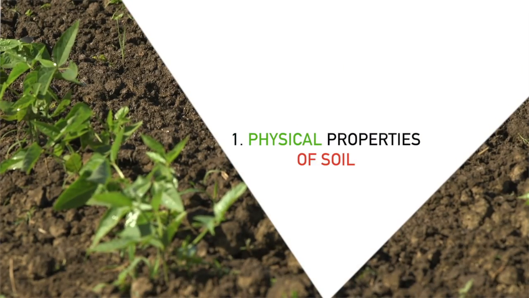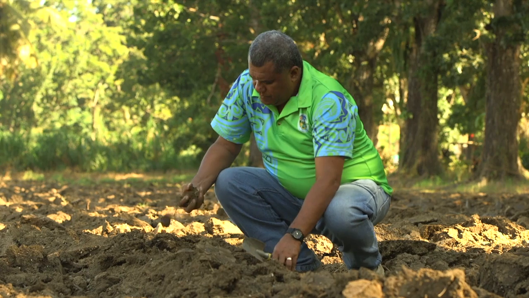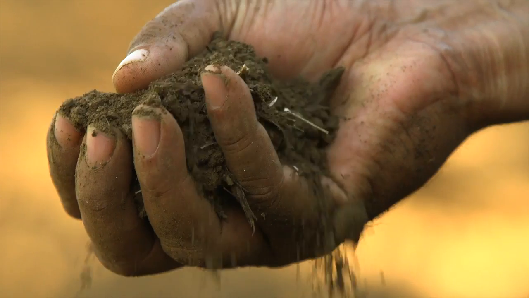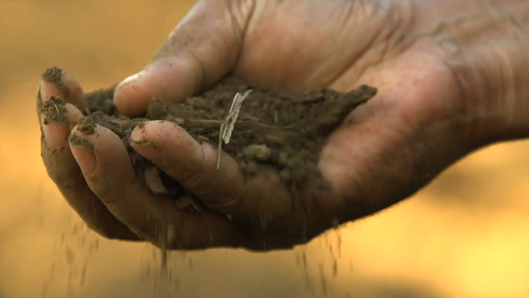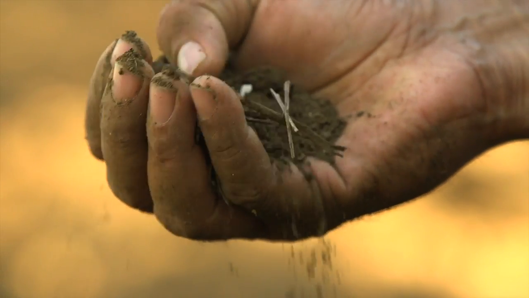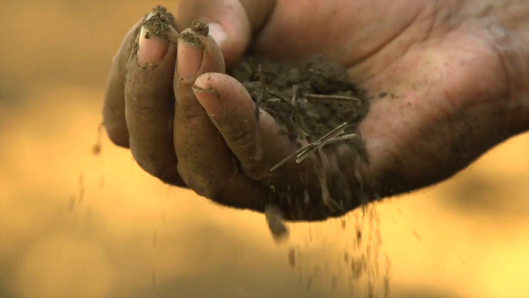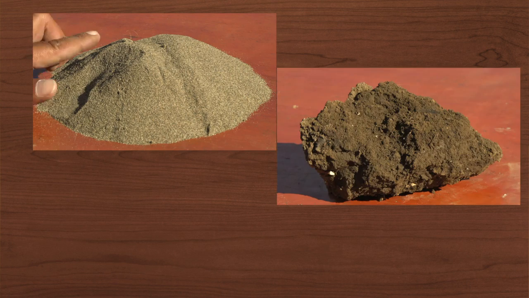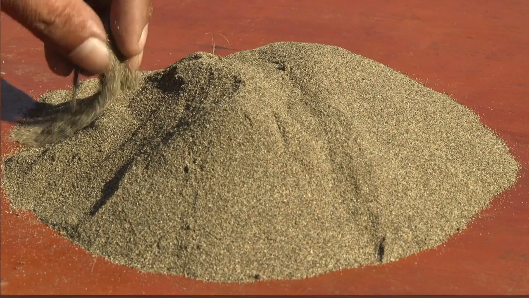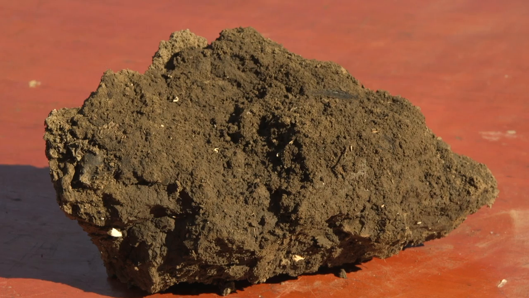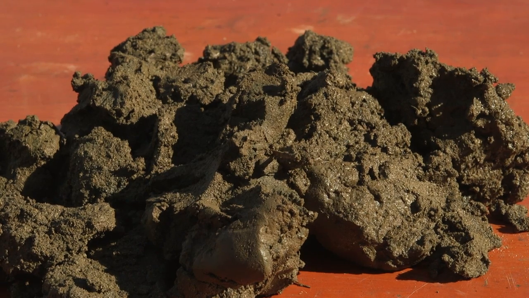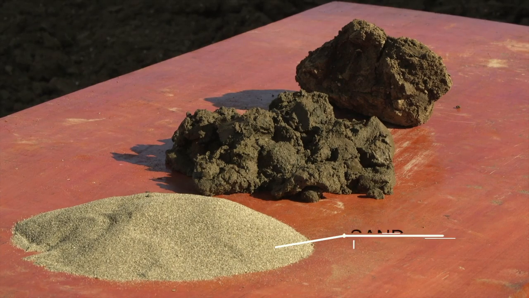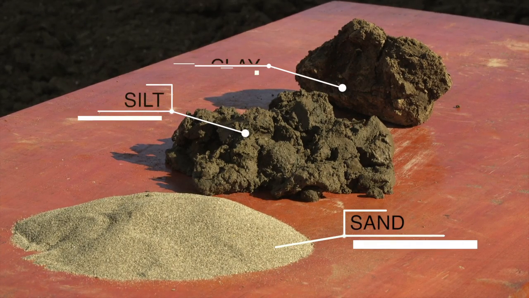When you take a handful of soil, the first thing you will notice are the physical properties of the soil. You can feel and see the texture of the soil, which depends on the sizes and type of soil particles. The three particles that make up soil are sand, silt, and clay. Sand are coarse particles. Clay particles are very small and silt are medium. Most soils are a combination of the three, and the relative percentages of sand, silt, and clay are what gives soil its texture.